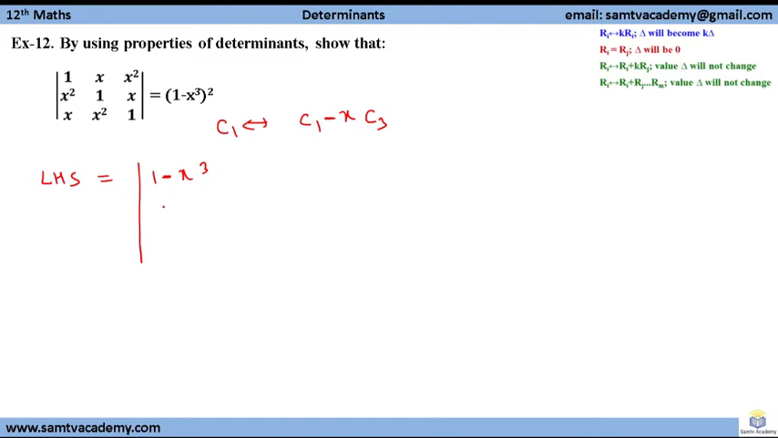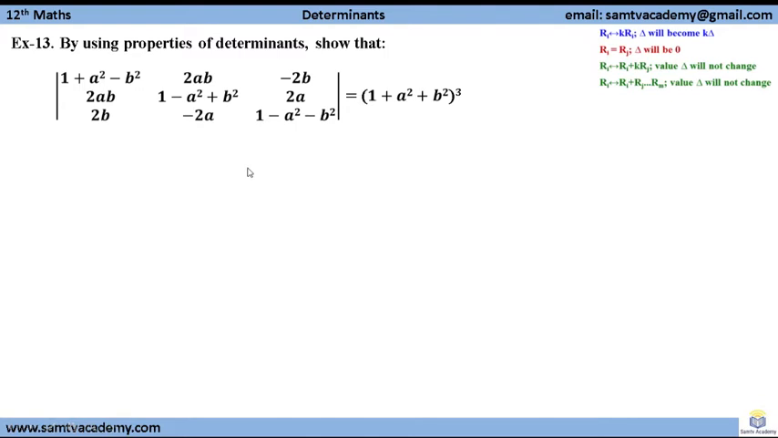Next step, here what we will get: x square is multiplied with x square, so this will be 0, this also will become 0, and the others will remain as they are.